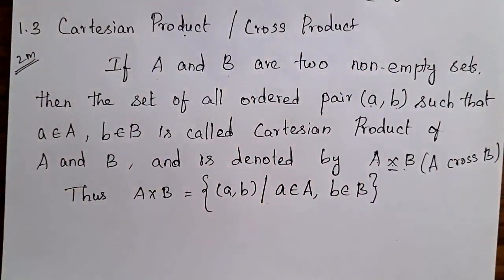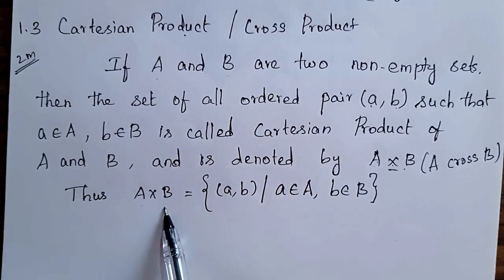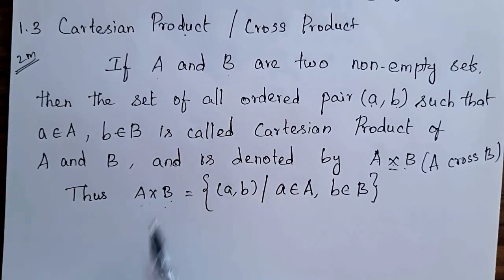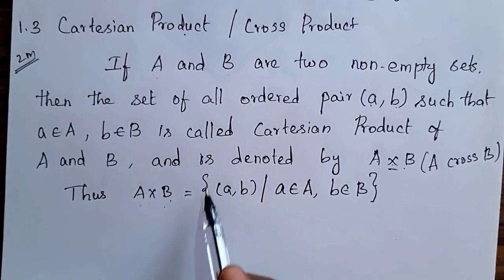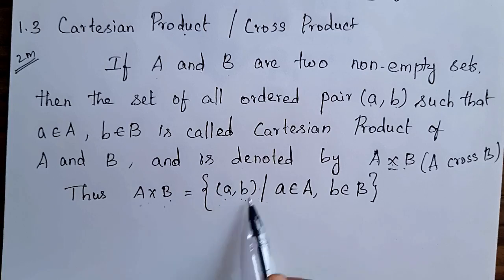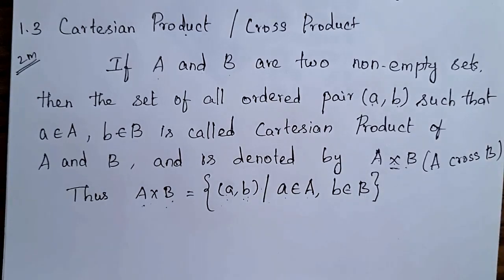Okay, Cartesian product is also known as cross product. How is it denoted in symbols? A cross B. Whenever you see A cross B, just remember that A cross B means Cartesian product. That is equal to the set of all ordered pairs (a, b) such that a belongs to the set A, and b belongs to the set B. That's all. I hope you understand it.